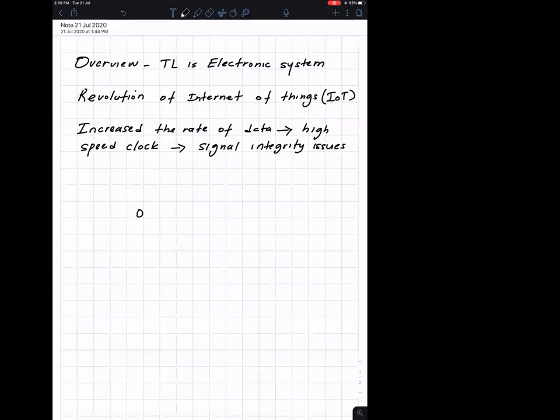For example, if we have a transmission line, and then you are transmitting some binary data on this side, some message here, on the other side you will get some distorted version of the data. What you transmit is not the same thing that is received on the other side.